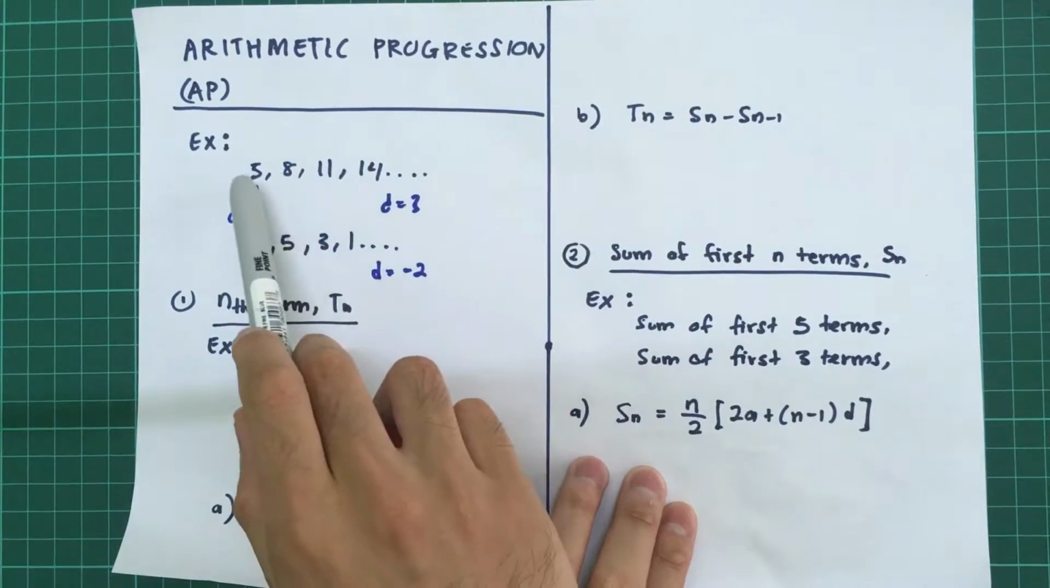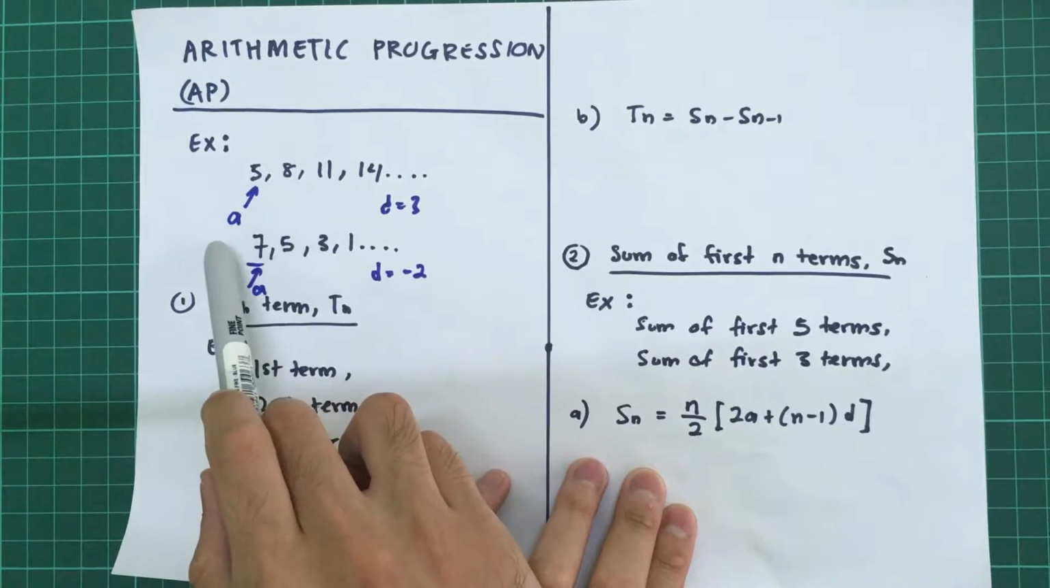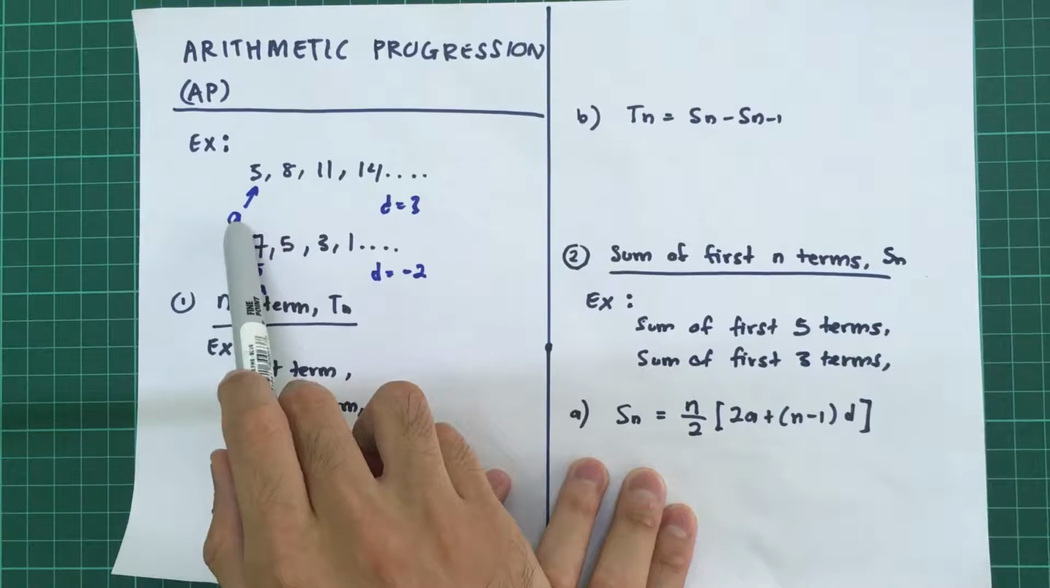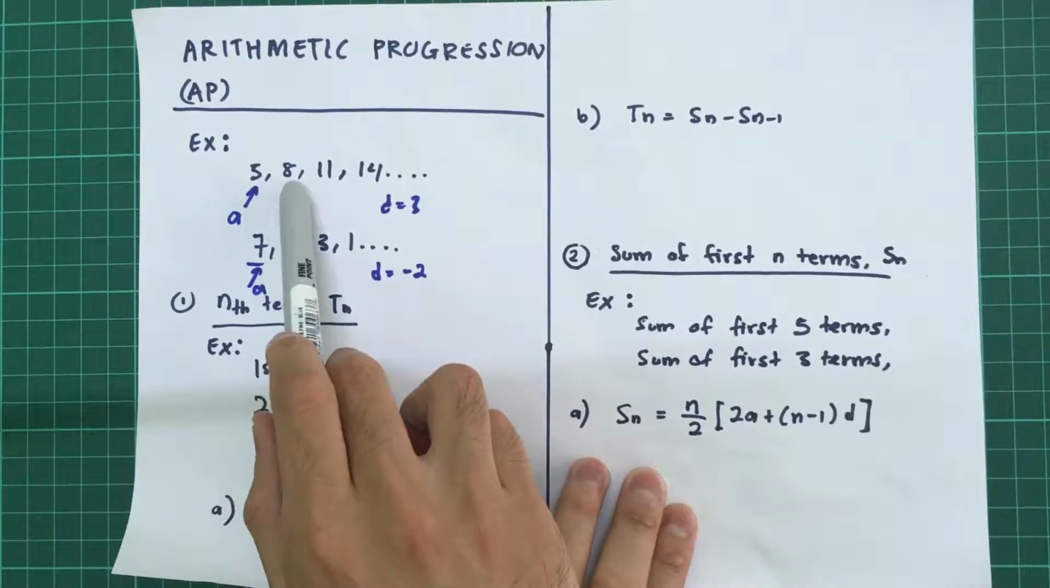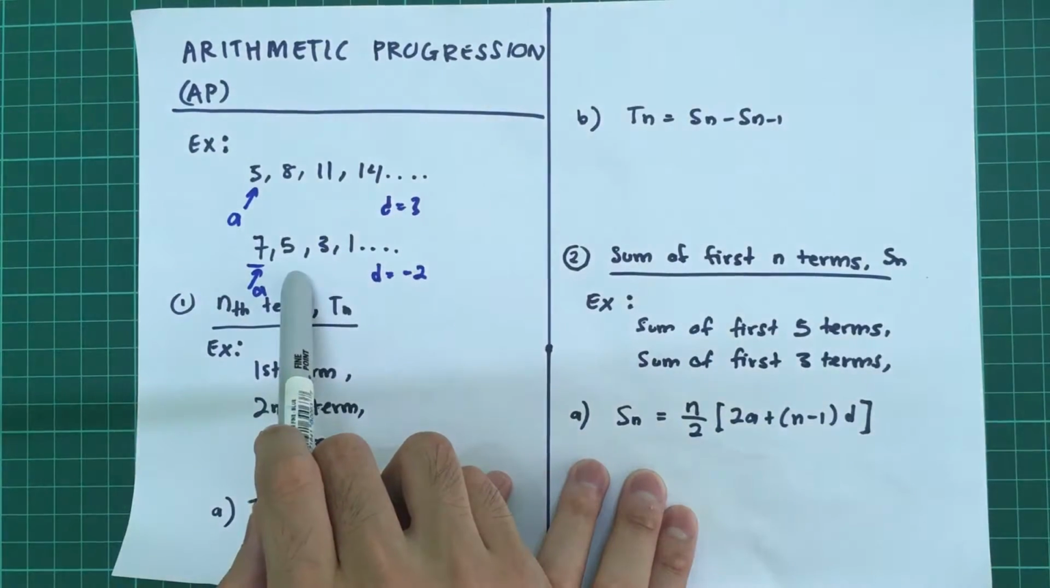And then 5 is our first term, it is equals to A. So the symbol for first term is A. The common difference, the difference between those two numbers, is what we call as D equals to 3. Let's go through the second example here.